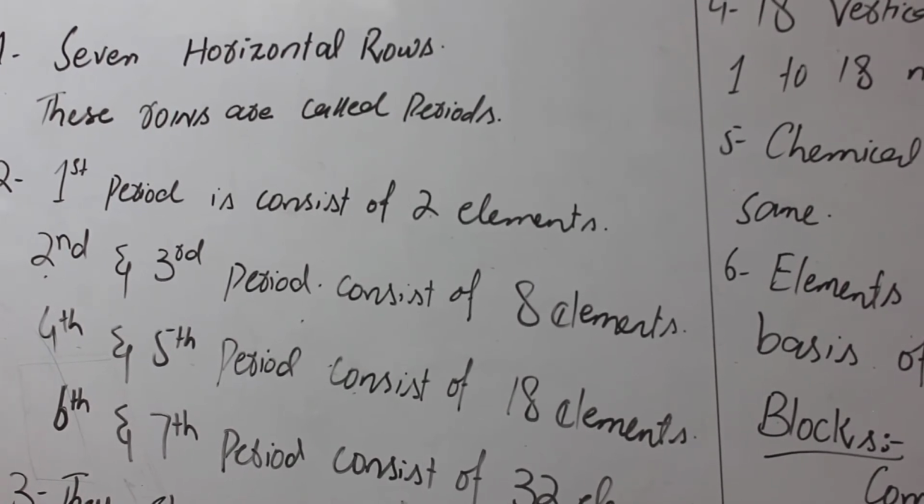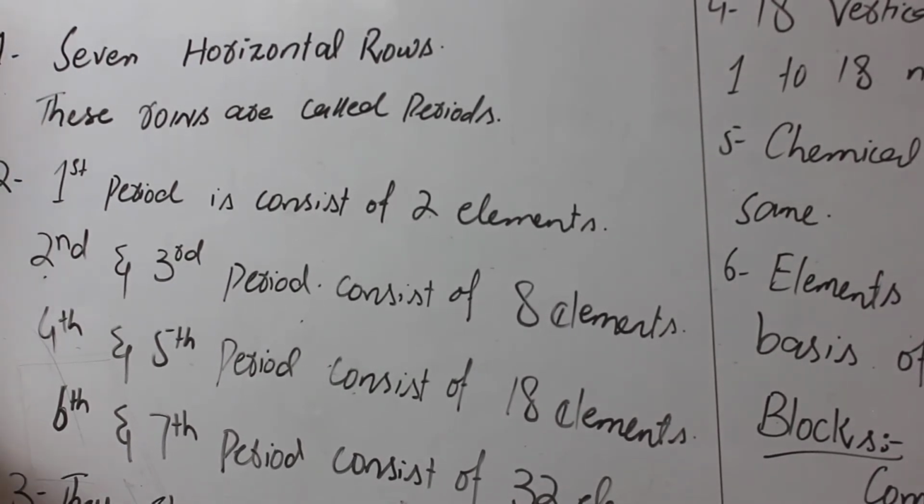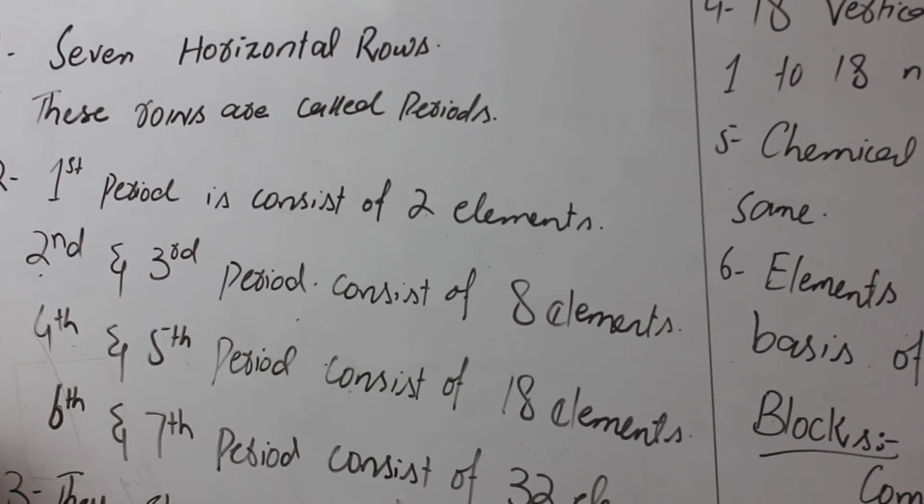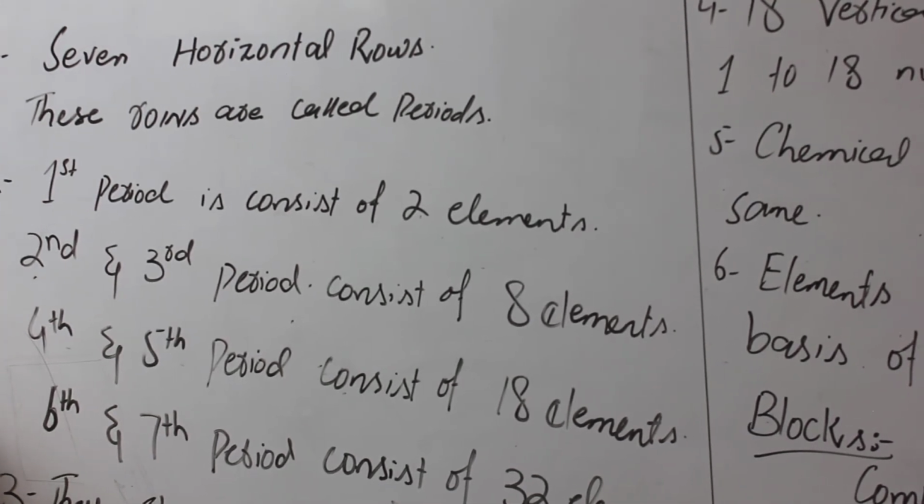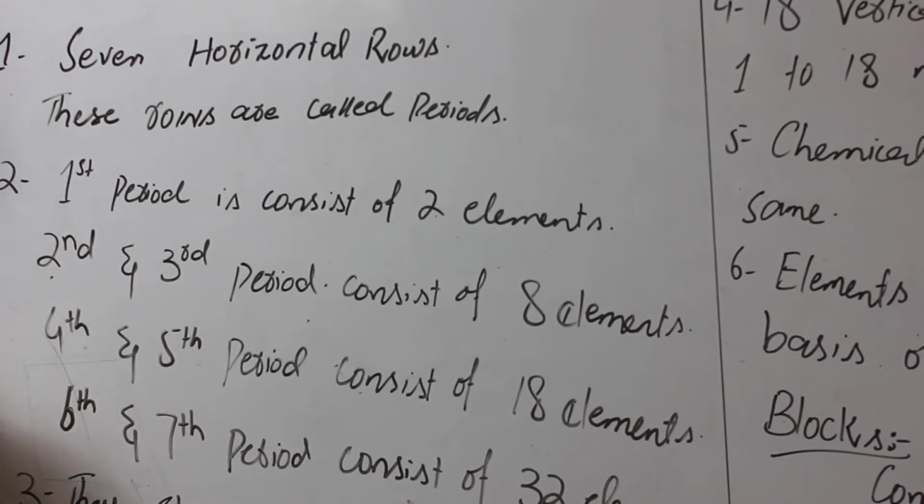And the next salient feature of the long form of the periodic table is that the elements show different properties. Why does every element of a period show a different property? The reason is that their atomic number regularly increases. That's why their properties change regularly, element by element.